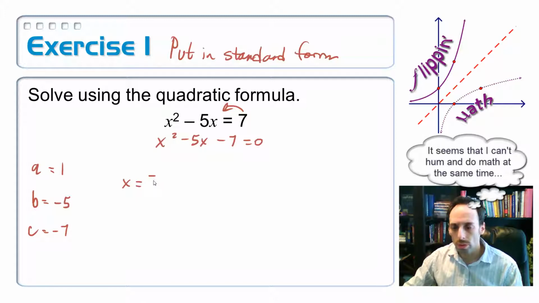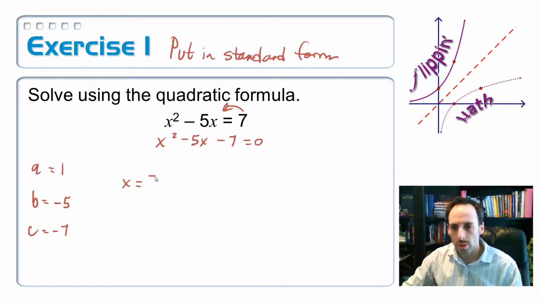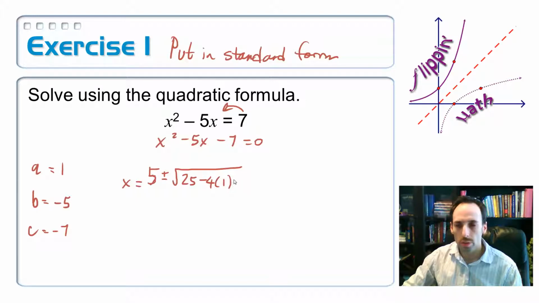Well, okay, so it's negative b. It's already negative, so that needs to be a positive 5. Whoops, positive 5. What's going on here? Here, I think I can turn this into a 5. There we go. Plus or minus square root b squared, so that's negative 5 squared, 25, minus 4 times a, which is 1, times c, negative 7. Alright, all over 2 times a. That's just 2. That's 2 times 1.